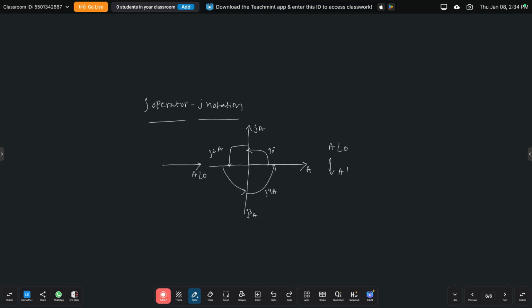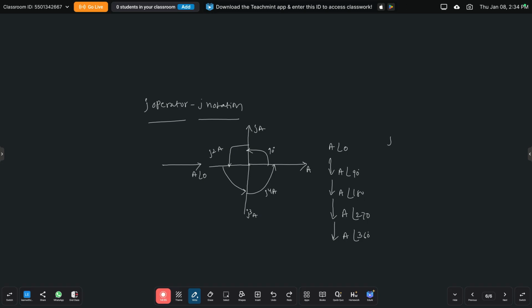So now you can say that if I write A with an angle 0, it will be shifted to A with an angle of 90, and next it is shifted to A with an angle of 180, and next to A with an angle of 270, and next to A with an angle of 360 degrees, right?